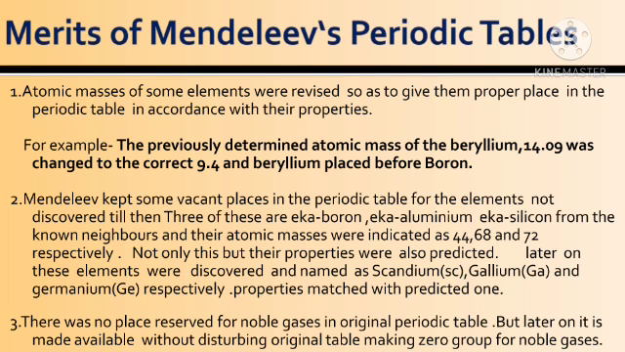That means Eka boron was later named scandium, Eka aluminum was later named gallium, and Eka silicon was later named germanium. Properties matched with the predicted ones. When Mendeleev kept some vacant places with predicted properties, the properties of scandium, gallium, and germanium matched very well.